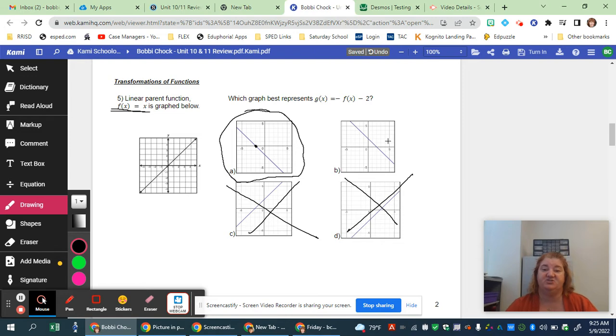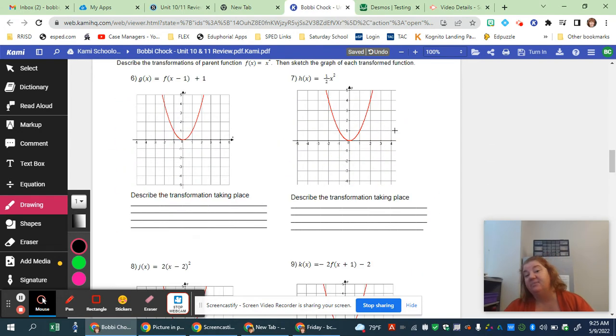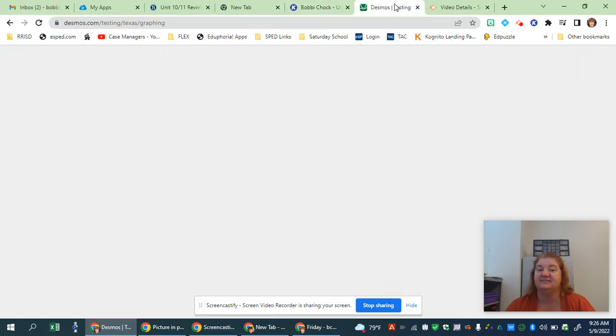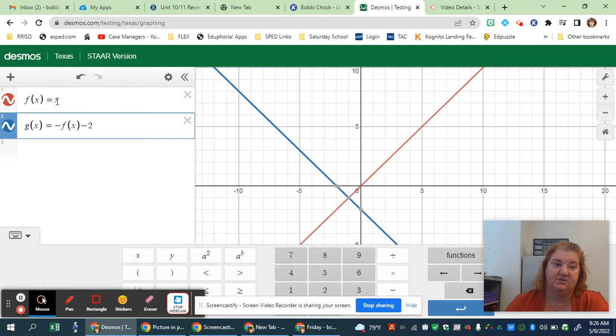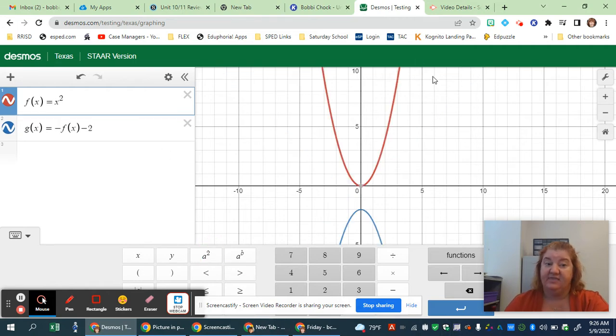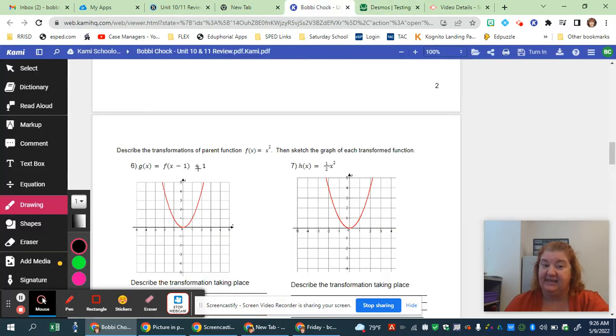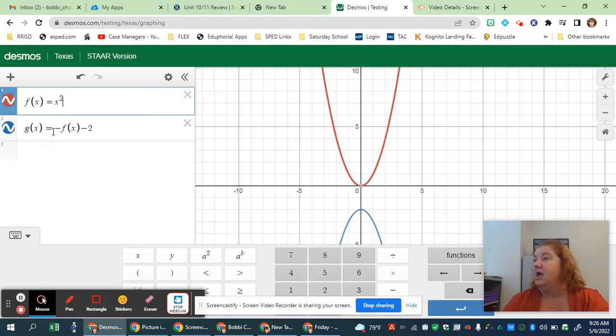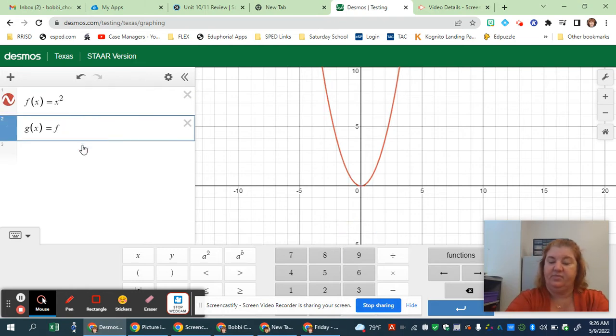Okay. I think we can get page 3 in on this video. Same thing. If you define what f of x is, f of x is going to be x squared. Then I can put in this right here. I'm going to throw that over there so you can see it. g of x is f of x minus 1, plus 1.